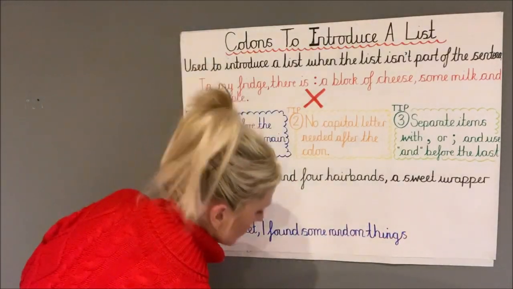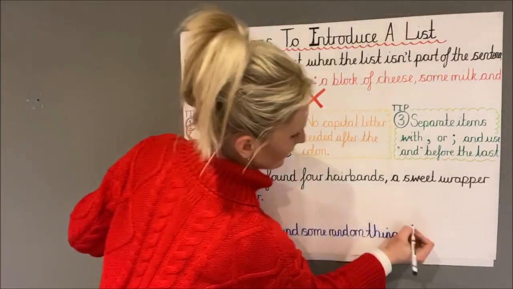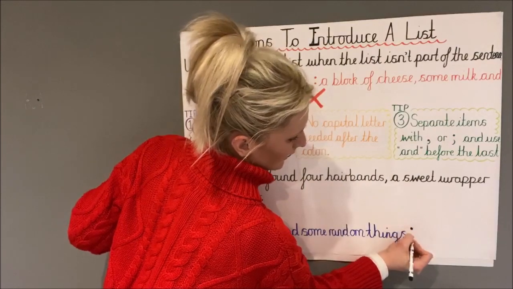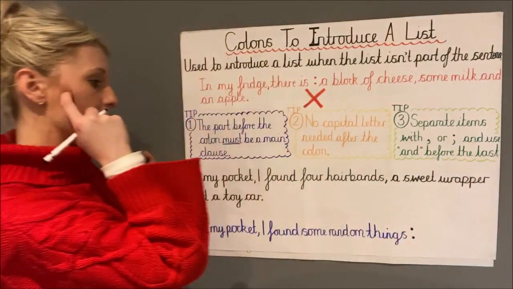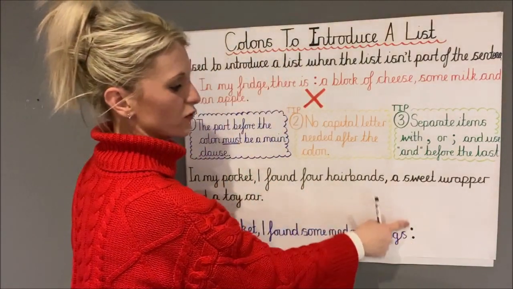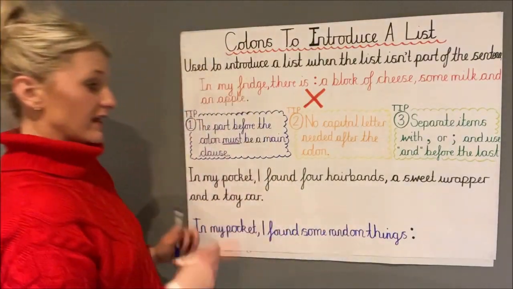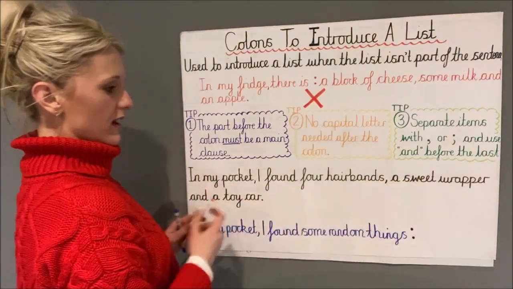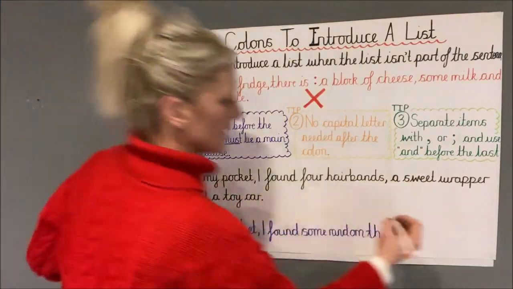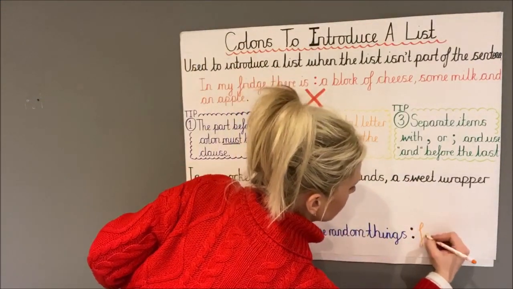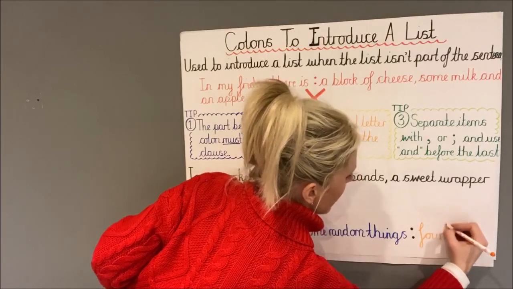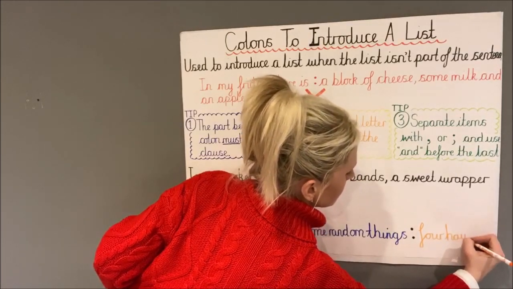Then I am going to put in my colon. I'm going to do that in black so you can see that nice and clearly. So colon there. It doesn't need to be as tall as the whole line. Okay. Then I need to just write out the items that were in my list. Now, 4 hairbands, it doesn't need a capital letter. 4 hairbands.